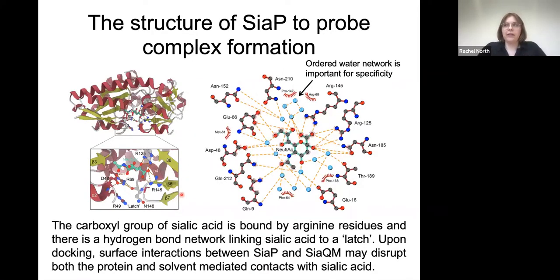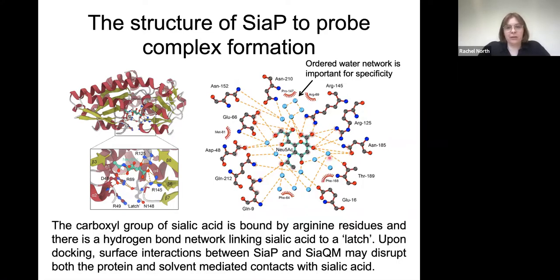If we take a look at the sialic acid binding site in more detail in SiaP, the sialic acid is in this green or cyan color here. You can see that it's bound very tightly in the SiaP by these 2 twin arginine residues that form a salt bridge with the carboxylate group of the sialic acid. There is also this hydrogen bond network over this side that links the sialic acid all the way down to this R49 residue, which is in close proximity to this asparagine 148 residue. We describe this area at the bottom of the SiaP as a latch. And we think that this latch may allosterically facilitate, upon SiaP docking, opening up and disrupting this network of interactions, allowing the sialic acid to be released and given to the trap for the SiaQM for transport.